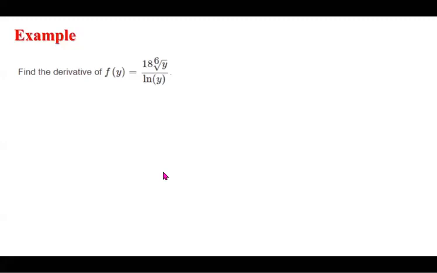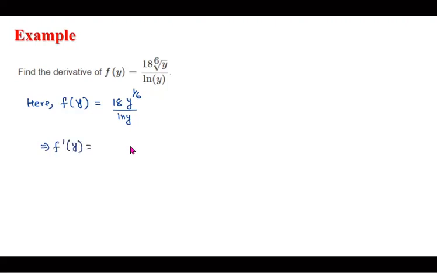Okay, example 6. This one involves a little bit of math. So what they have given is a function which is in the form of a quotient. So f of y is equal to 18 times the sixth root of y, which is y raised to 1/6, over the natural log y. And you can see that this is in the form of a quotient, one function divided by the other. That means in order to find the derivative of this, we use the quotient rule. And this is how we use the quotient rule.